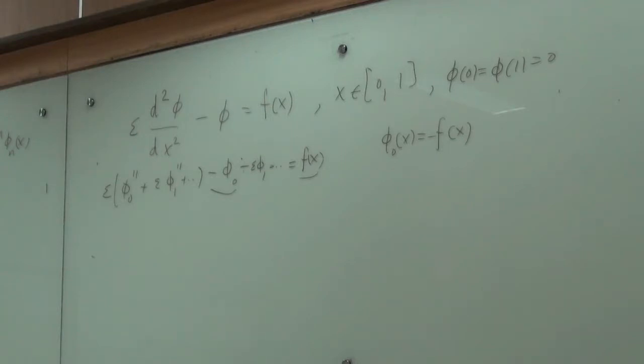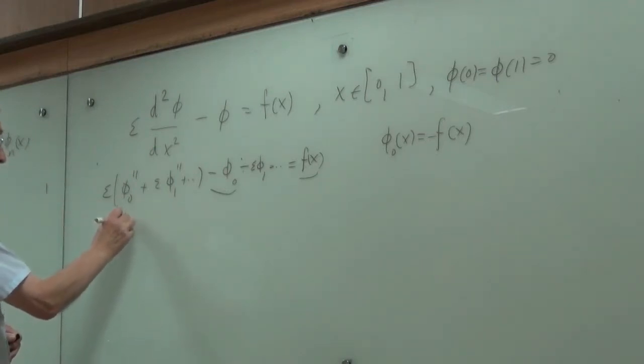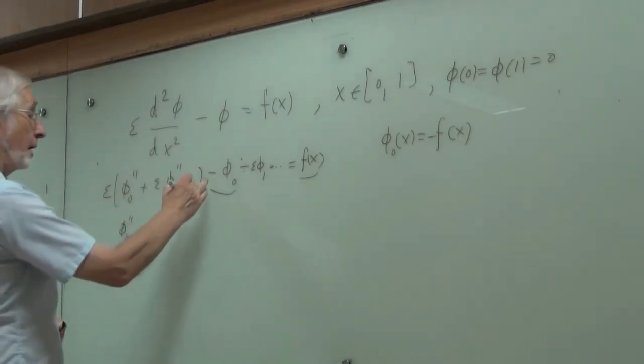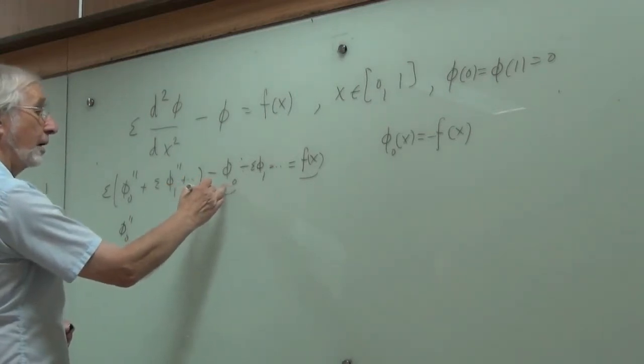Plus or minus. Yeah, but so minus f(x), but it would be very accidental if it would satisfy the boundary condition. So what can we do? Well, let's just write down the equation for the second approximation. We get epsilon phi_0 double prime minus phi_1.